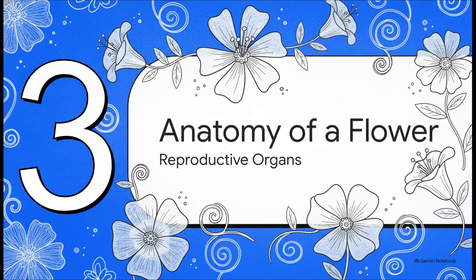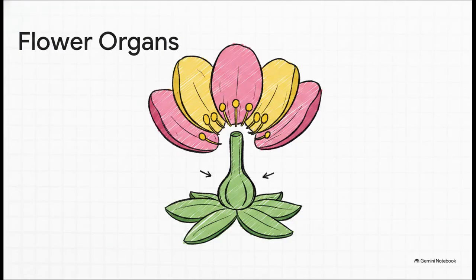Next up, the anatomy of a flower, specifically focusing on the reproductive organs. A typical flower has 4 main organs, and each one has a very specific, crucial job. The sepals are those leaf-like structures at the base that protect the developing flower bud. The petals, which are usually super vibrant and colorful, well, their job is to attract pollinators. But the actual reproduction, that happens in the next 2 structures, the stamen, which holds the male reproductive parts, and the pistil, which holds the female reproductive parts.